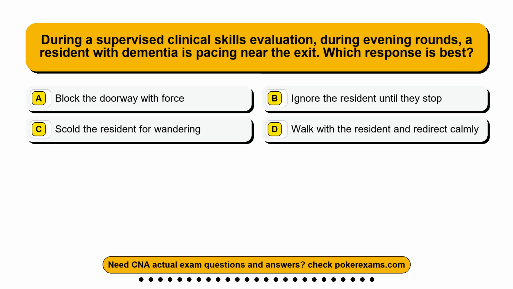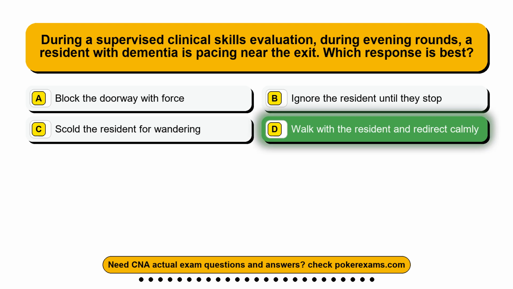Question 10. During a supervised clinical skills evaluation, during evening rounds, a resident with dementia is pacing near the exit. Which response is best? Option A. Block the doorway with force. Option B. Ignore the resident until they stop. Option C. Scold the resident for wandering. Option D. Walk with the resident and redirect calmly.